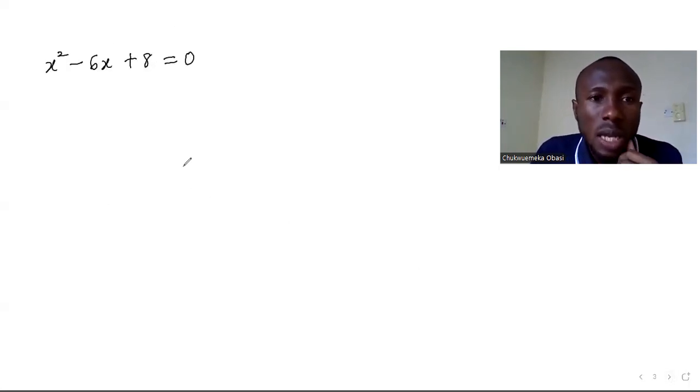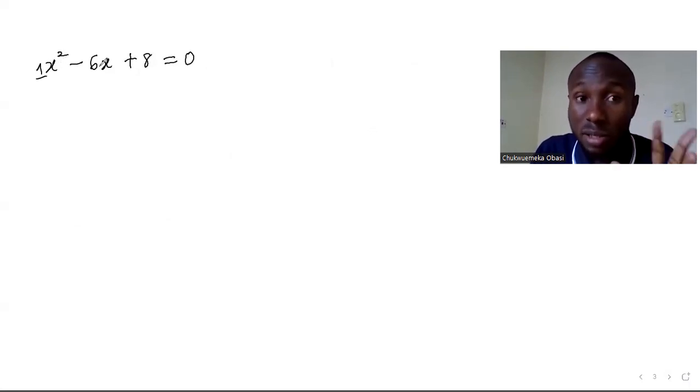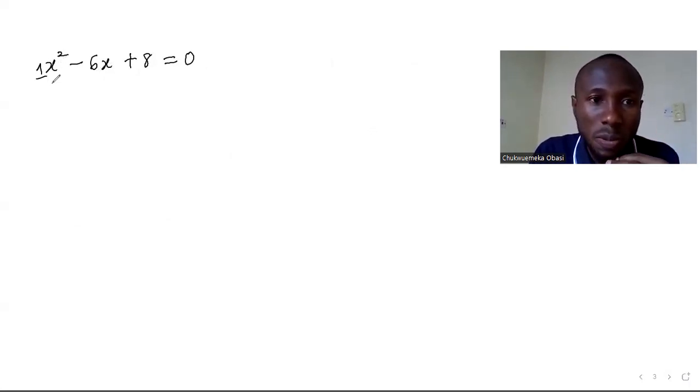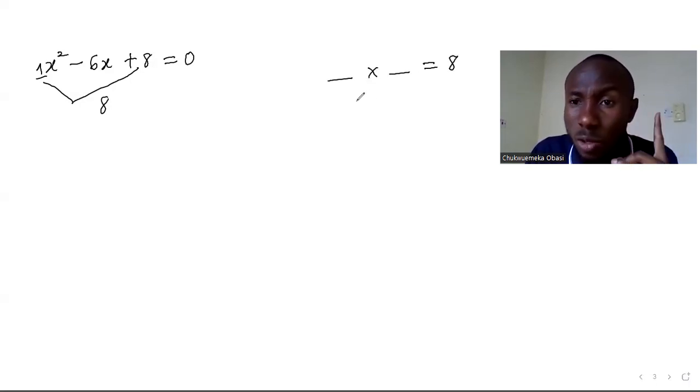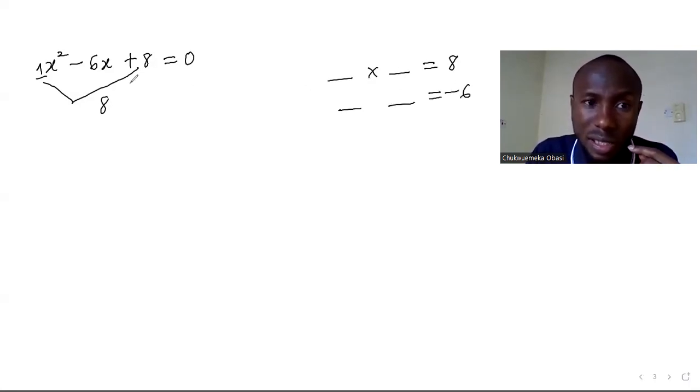Question 2. Now, this is still having a coefficient of 1 here. So it's still easy, just like the one we treated. So I'll multiply 1 and 8. Of course, I'll get 8. Simple. Now, I'm looking for two numbers such that when I multiply them together, I will get a positive 8, and when I add or subtract them together, I will get a negative 6. That's the number right beside x. What are those two numbers?